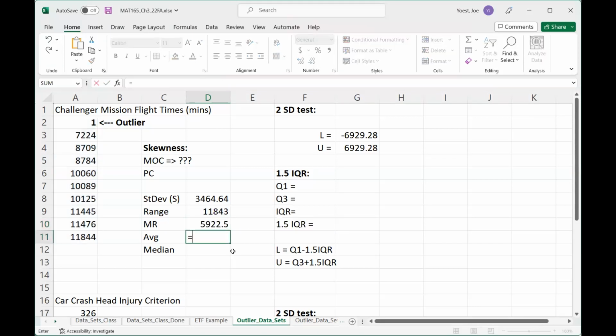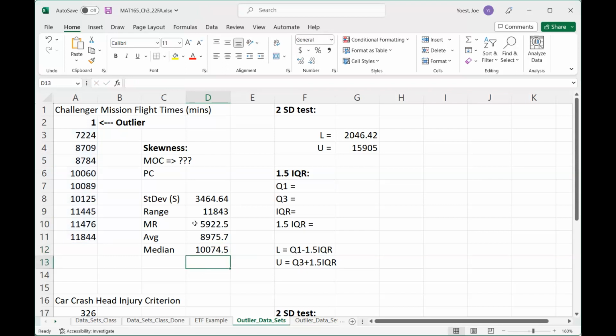My mean, average of Challenger, and median equals median of Challenger. So I do note that my mid-range is less than the mean, and the mean is less than the median. My mid-range is about 6,000 relative to a mean of 9,000. That's about 30% difference or so. The mid-range will be about 30% below the mean.